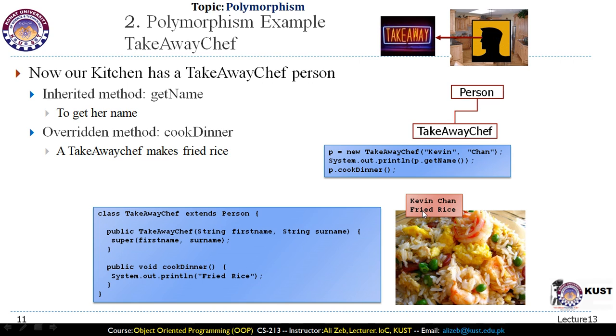So we were calling the same cookDinner method, and we got five different types of dinners for us. In the first case we got a microwaved dinner, that was a simple dinner. Then in the second case we got a roasted chicken. In the third case we got a pizza, and in the fourth case we got a KFC chicken. In the fifth case we got fried rice by calling exactly the same method, and that is the idea of polymorphism.